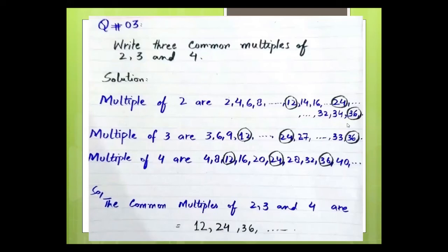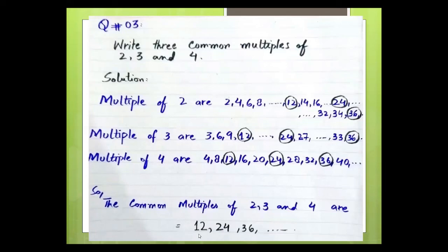Okay. And similarly here the number 36 is also a multiple in 2, 3 and 4. So the numbers 12, 24 and 36, all these 3 numbers are the common multiples of 2, 3 and 4. Yes, in all 3 numbers we have to find the common multiples.